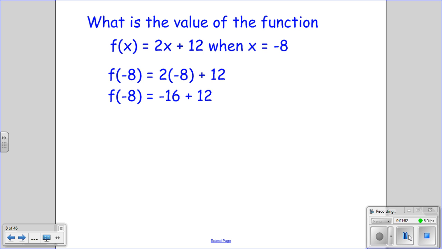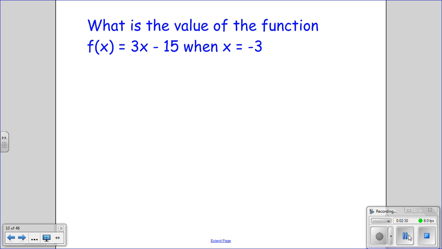So we're going to do the math. f of negative 8 equals negative 16 plus 12. f of negative 8 equals a negative 4. This is the same thing as y is equal to a negative 4. When we put a negative 8 in for x, we get a negative 4 out for the value of our function. In computer programming, we would know exactly what value we're getting in for the answer when we have x equals a negative 8. We can easily do that in computer programming. That's part of the reason for function notation.